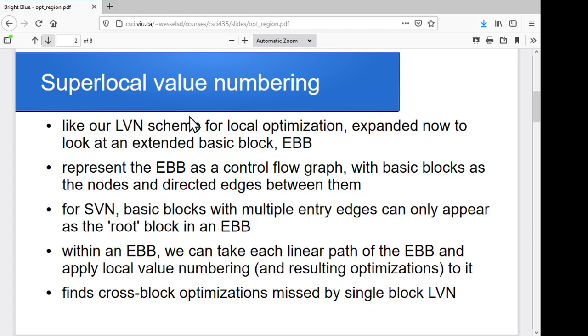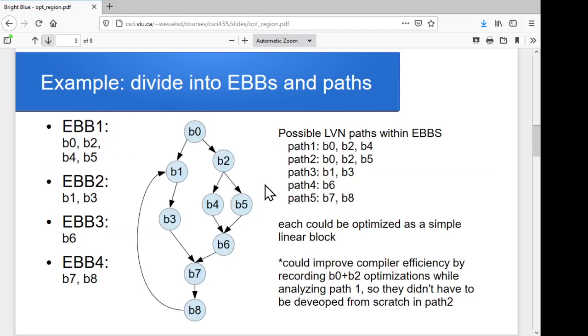And then we can pick up on some of the optimizations that can take place between the blocks that we couldn't pick up with local value numbering because it only looked inside the block. So that's the idea. That's where we want to go. So suppose we've got a control flow graph that looks something like this.